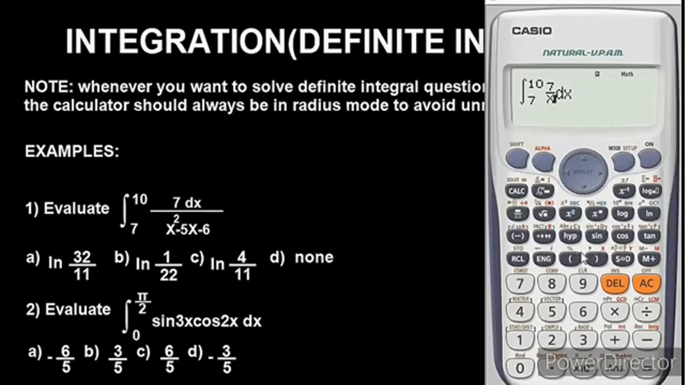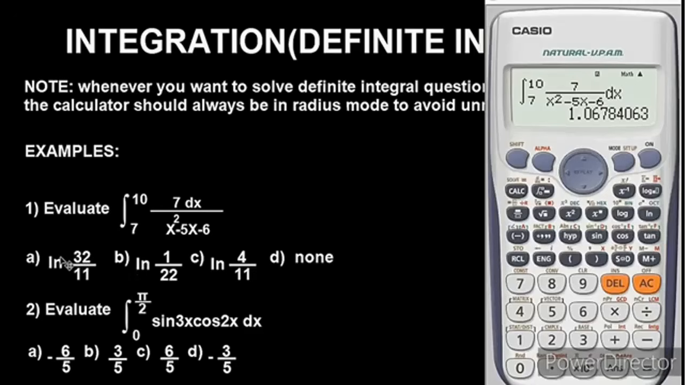So here we have x squared minus 5x, alpha x, minus 6. So that's it. This is exactly what we have here as the question. So let's press equals and see what we get as an answer. We have 1.0678.